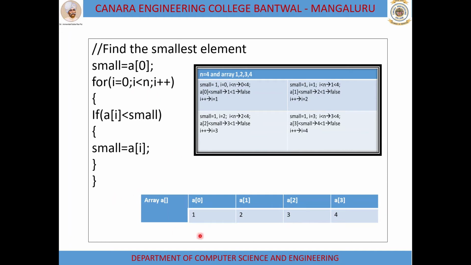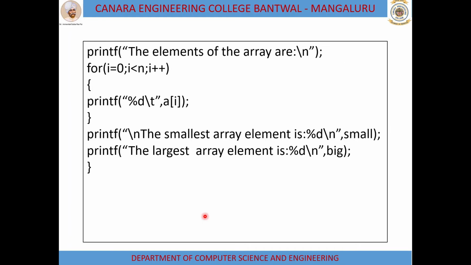In this example, since the first element itself is the smallest element, in every iteration, the condition if a of I is less than small will always be false. So whatever value we assigned to small in the beginning itself will be the smallest element. Then the control comes out of the for loop and finally we display the array elements.